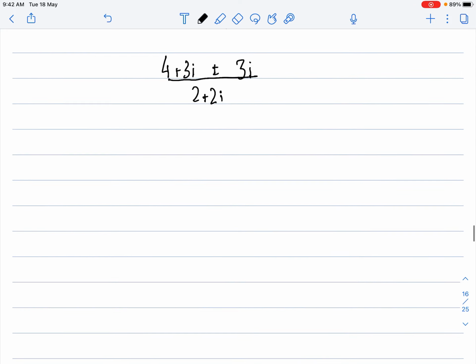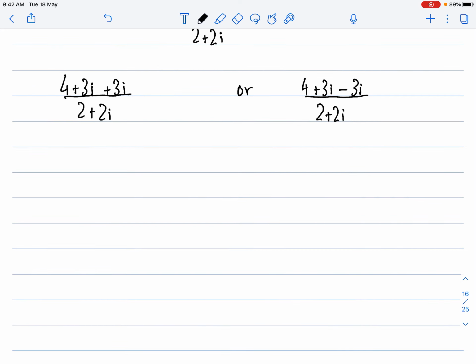Now, what I can do is I can write this as 4 plus 3i plus 3i over 2 plus 2i or 4 plus 3i minus 3i over 2 plus 2i. So I'll write this as 4 plus 6i over 2 plus 2i or 4 over 2 plus 2i.